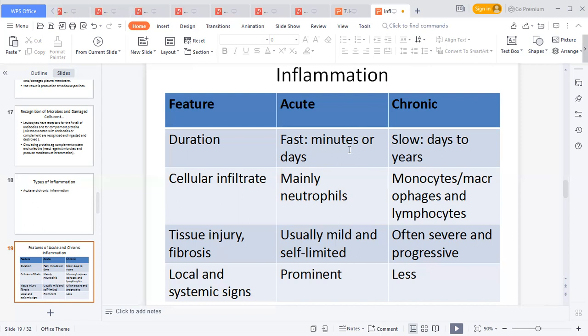It is progressing, meaning it is progressing. So often severe and progressive. This one is usually mild and self-limited, so it will be limited to somewhere. How about local and systemic signs? So acute, like I said, this one is more like an onset.